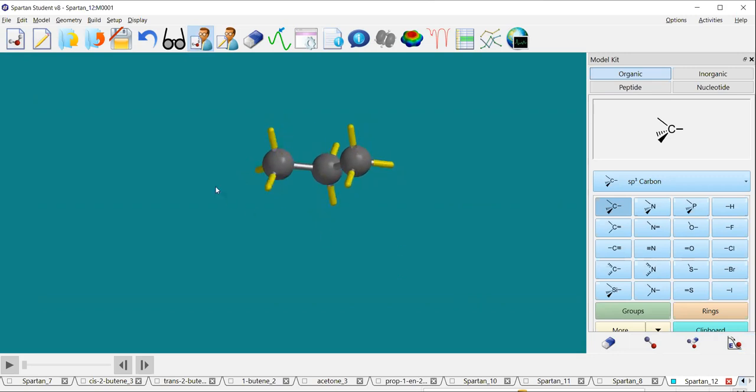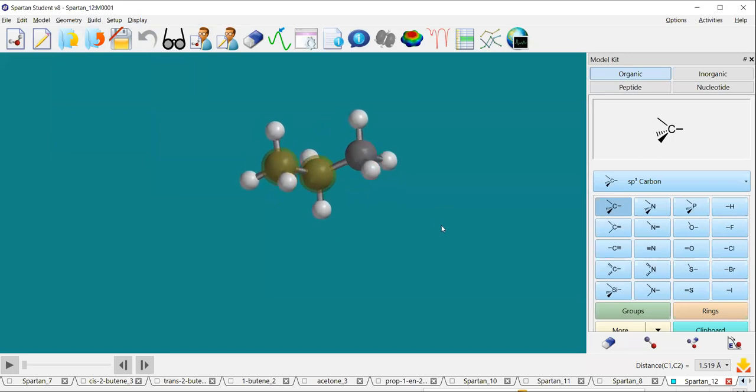To measure the bond length between atoms, I have to go to geometry, click on measure distance, and pick up atoms. The distance between this hydrogen and carbon is 1.095 angstroms. Let's pick up carbon and carbon, and it's going to be 1.519 angstroms. Measure the distance between these two, carbon and hydrogen. It's going to be again 1.096 angstroms.